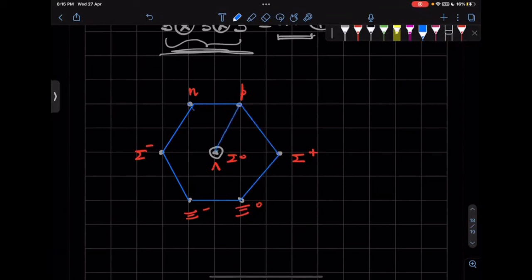So Gell-Mann worked this out, and voila, he found that all these particles were already present in the experimental data, and they had approximately the same kind of mass. So this was a big, this is the baryon octet.